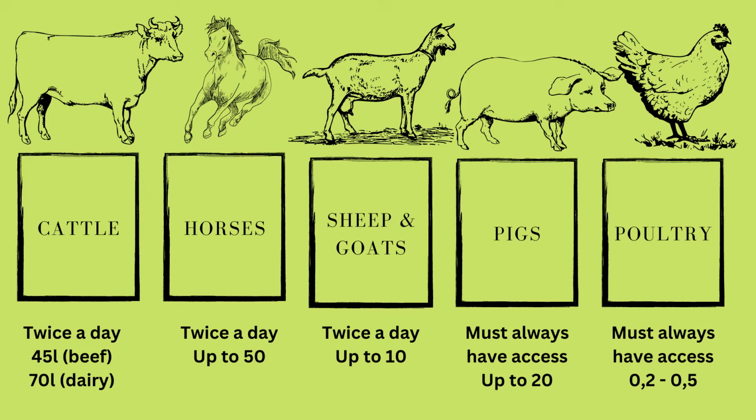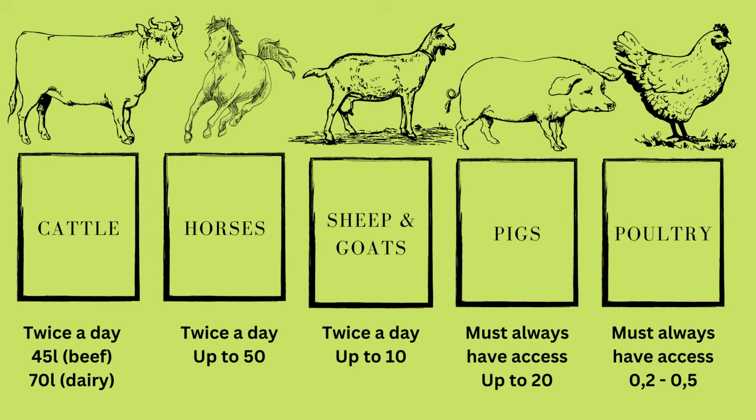Right? Then looking at horses, right? So horses as well will need water twice a day, and they need up to 50 liters of water per day. Then we've got sheep and goats. They also need water twice a day, and they need up to 10 liters a day. So already looking at the size of these animals, this must tell you that the larger the animal, the more water they need, right?